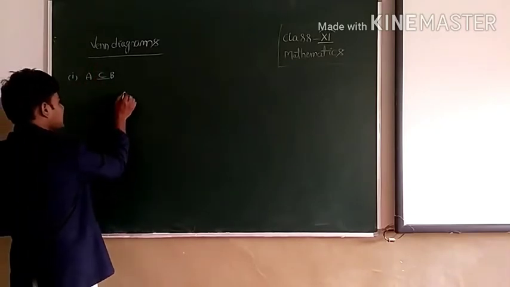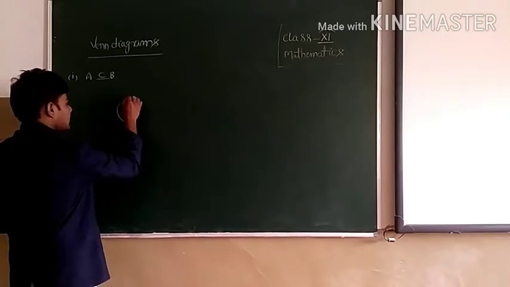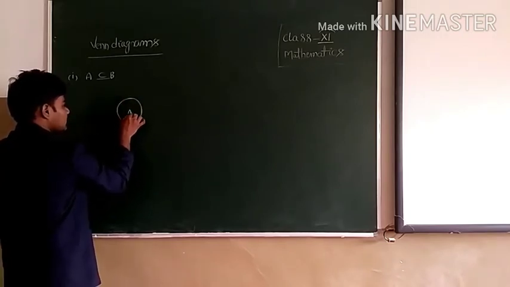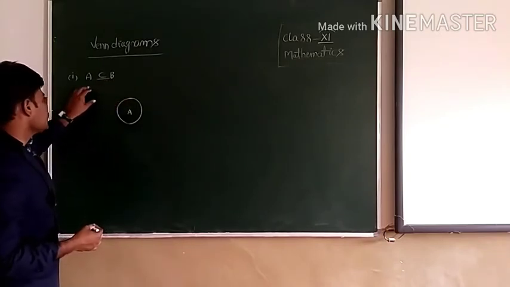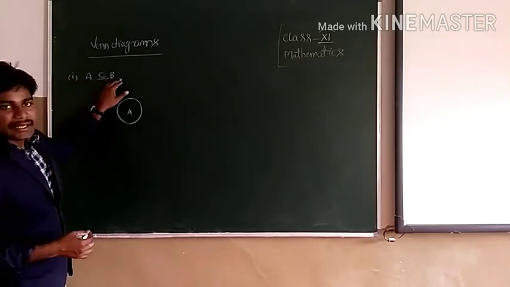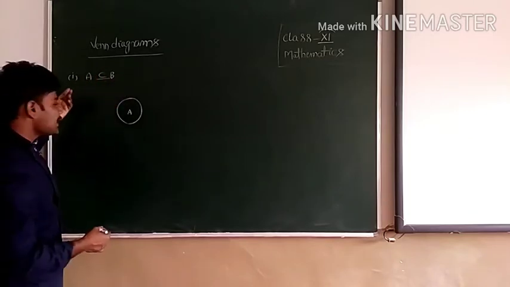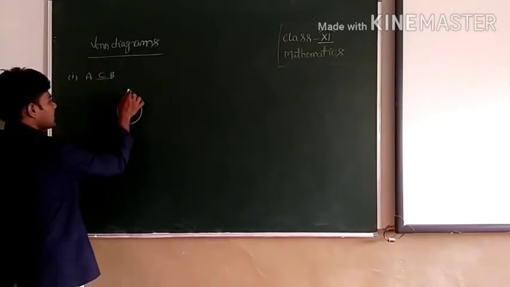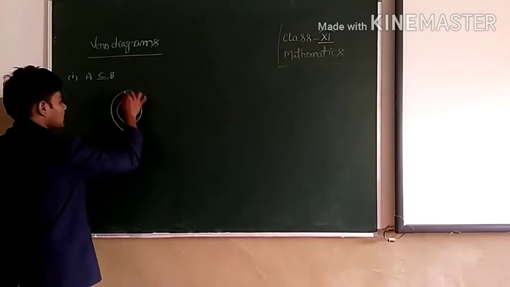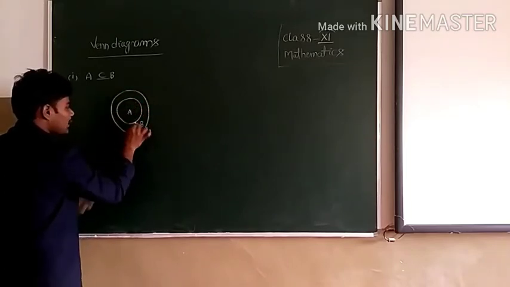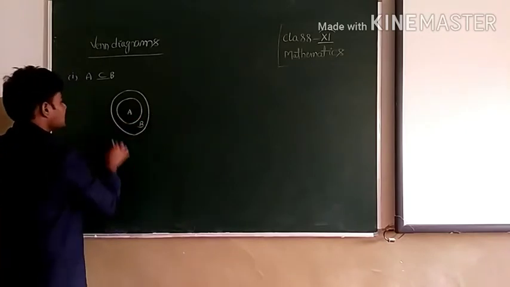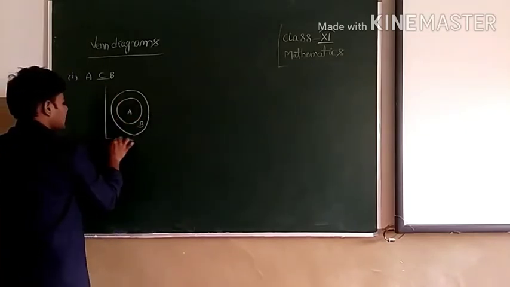So first, A and B, two sets we need to consider. So this is A, right? A subset B means the elements which are available in A must be in B. Then A is a subset of B. So that's why this is B, right? All the elements in A are available in B, inside the circle B, right?